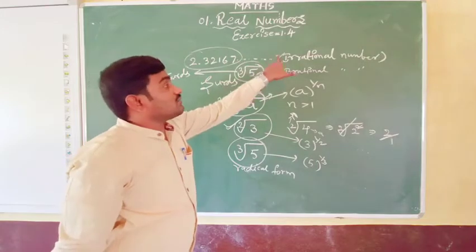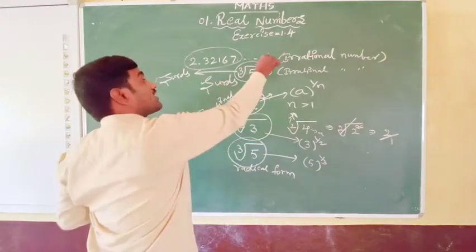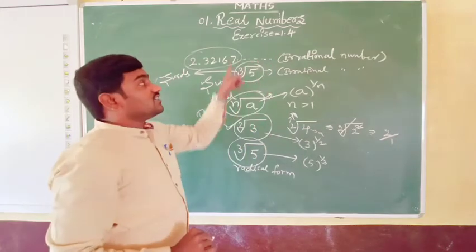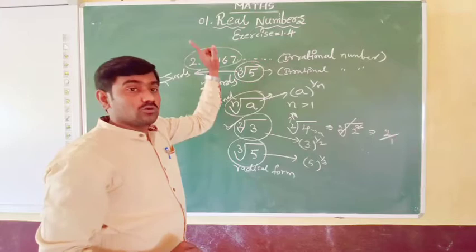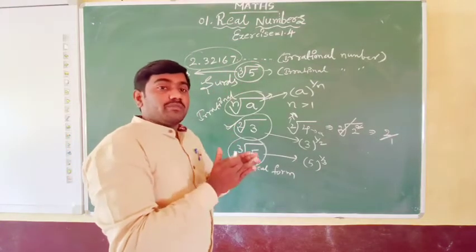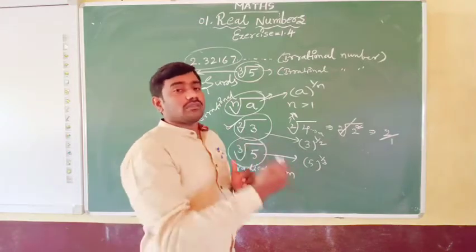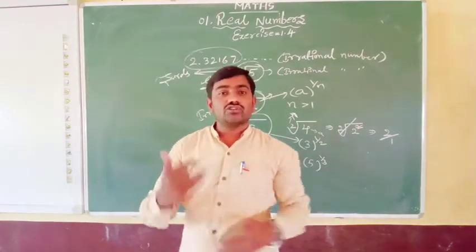These are irrational numbers, not surds, but surds are always irrational numbers. Why are all irrational numbers not surds? Because all irrational numbers will not be in the form of the nth root of a. Numbers in the form of the nth root of a are considered irrational numbers. I hope you understand this concept. Let us enter into the exercise.